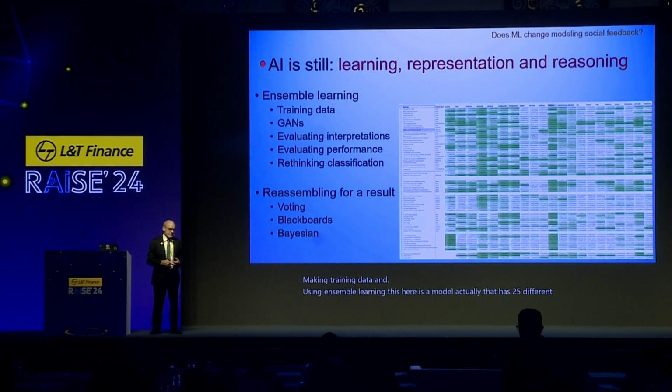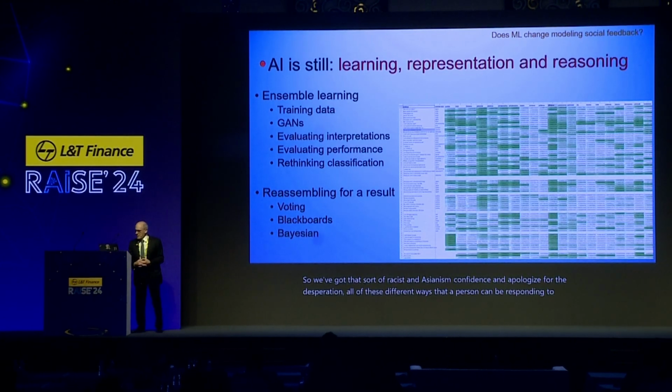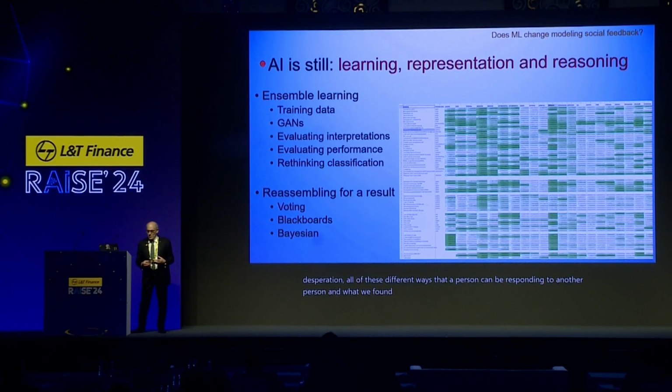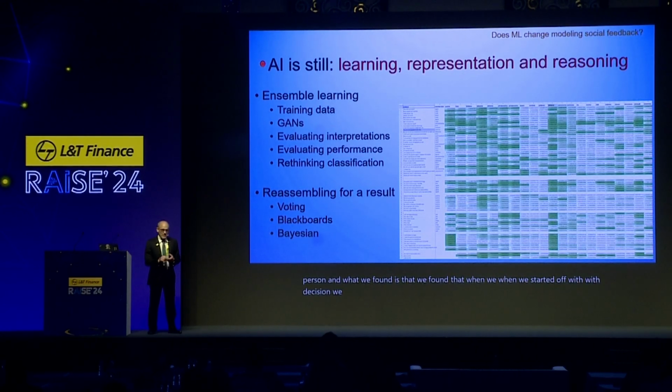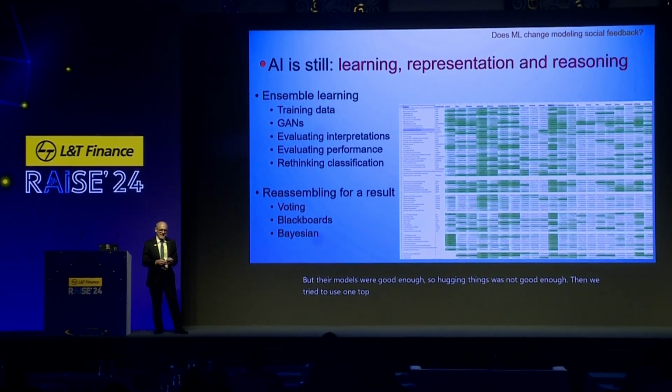So it's got sexist and racist and ageist and confident and apologizing and deferential, all of these different ways that a person can be responding to another person. And what we found is that when we started off with this thing, first we tried to use other people's models, but their models weren't good enough. So Hugging Face was not good enough for us. Then we tried to use one-shot learning, just a couple of examples, but actually those are only 60% right. And being 40% wrong is pretty awful.